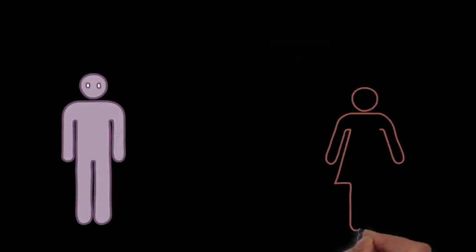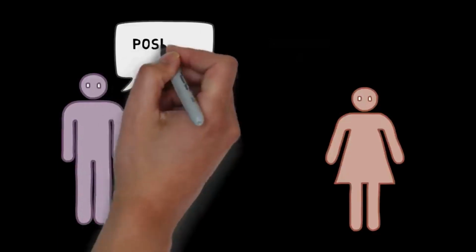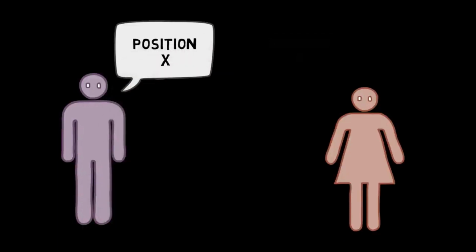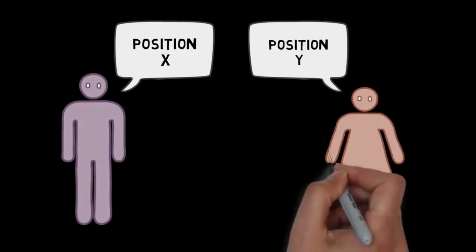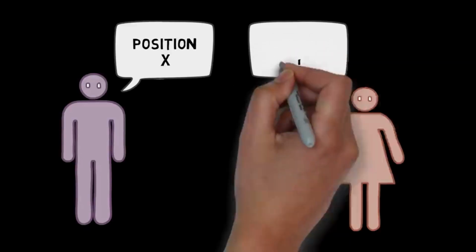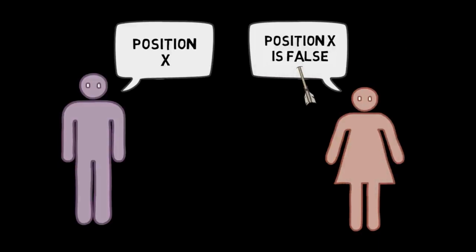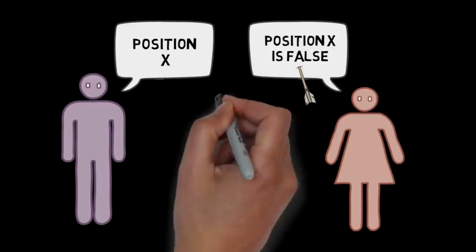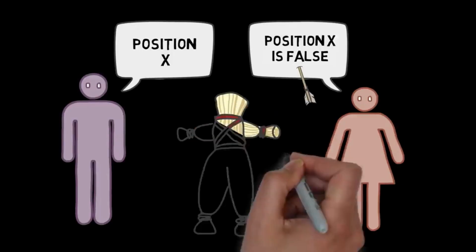The general structure of strawman fallacies goes like this. First, person 1 advances position X. Second, person 2 presents a distorted version of position X. Let's call this position Y. Third, person 2 attacks position Y. And fourth, person 2 concludes that position X is false. In the strawman fallacy we've just considered, the original view was exaggerated to a very extreme view and then attacked.